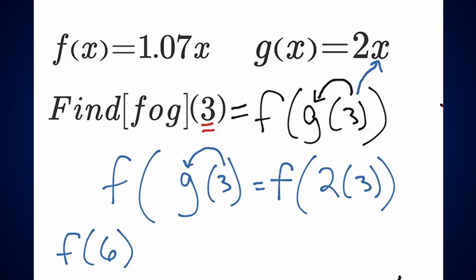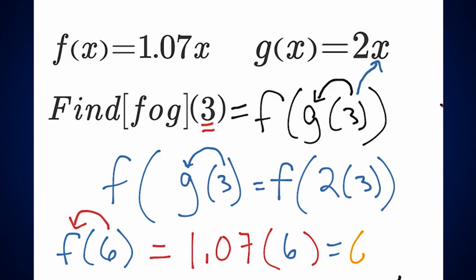So I can take this amount of 6 and substitute it into the f function, which was my sales tax function. If 6 takes the place of the x value in the f of x function, I have 1.07 times 6, which gives me $6.42.